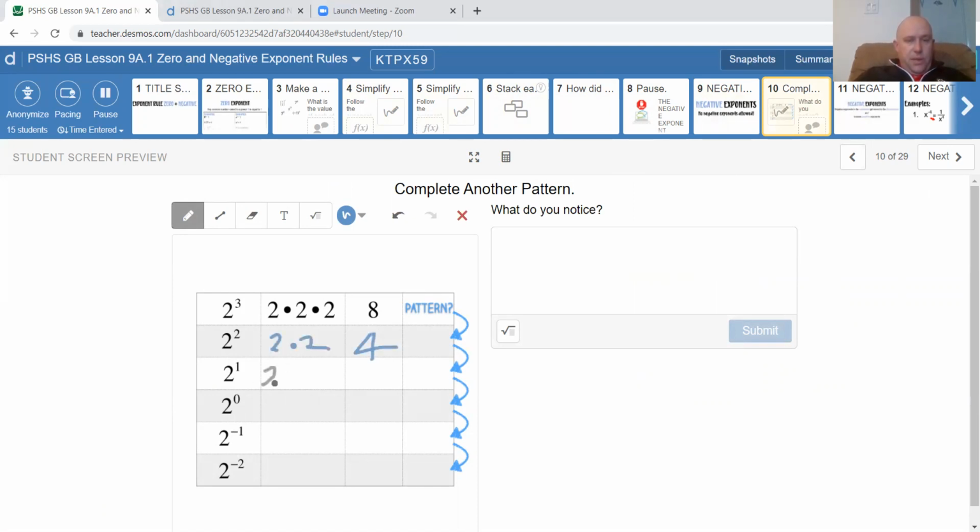2 times 1 just means we have 1, 2, so the answer is 2. The reason this gets confusing is how do you write 0 2's down? And how on earth does that give you an answer of 1? We know to the power of 0 is 1. And admittedly, that is kind of tough.